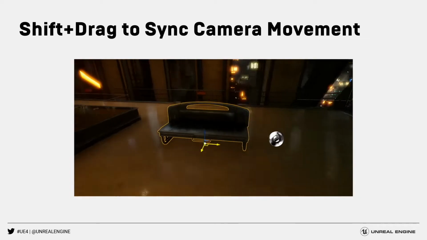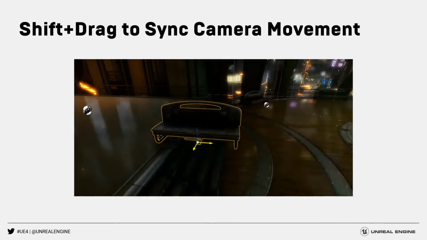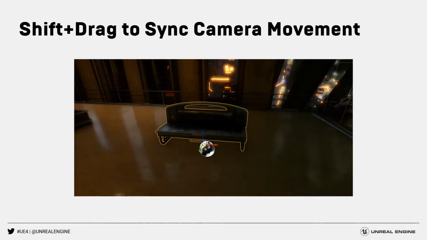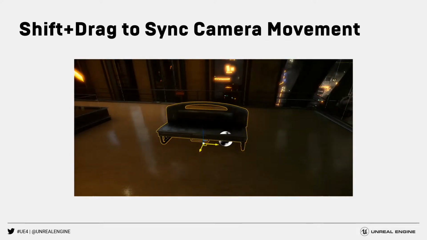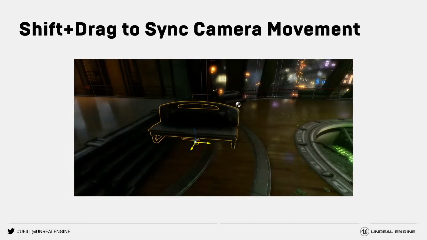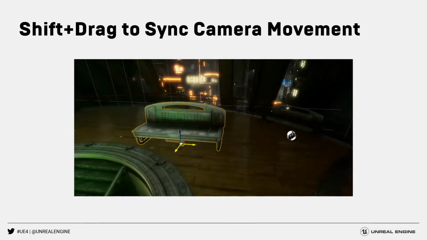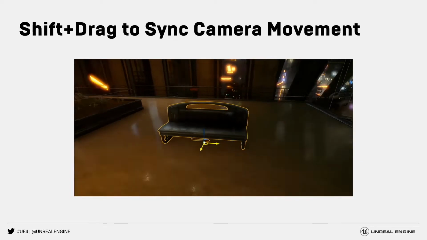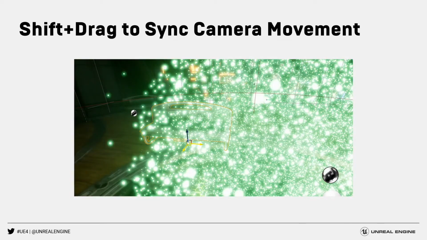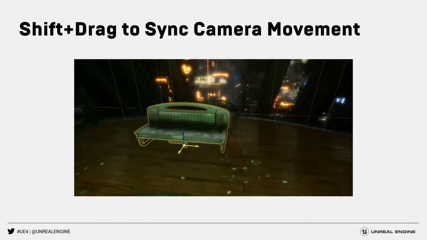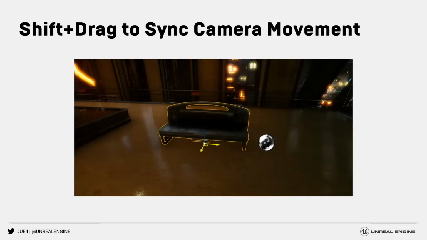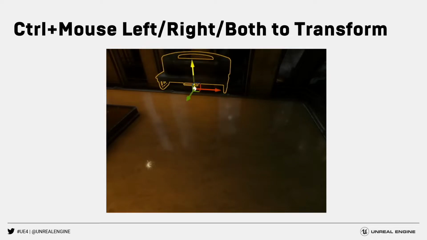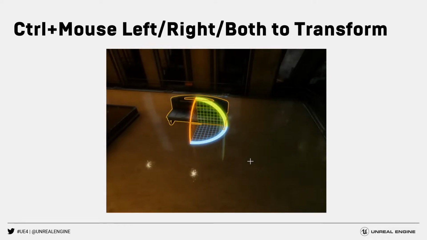Next is a little one, but useful: shift drag. When you hold down shift while dragging an object around, it will drag your camera with it. And by dragging your camera with it, you don't have to do that awkward thing where you drag the actor, move the camera, drag the actor, move the camera until it's in the correct spot. This is a nice way to move those things together. So very, very useful.